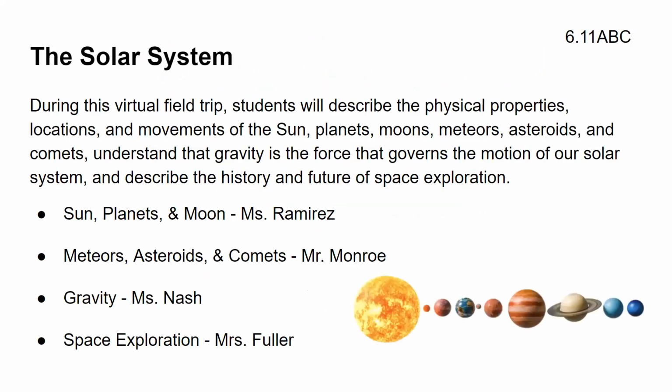This morning, we're going to do a program called the Solar System. During this virtual field trip, students will describe the physical properties, locations, and movements of the sun, planets, moon, meteors, asteroids, and comets. Understand that gravity is the force that governs the motion of our solar system and describe the history and future of space exploration. Ms. Ramirez will do a program called Sun, Planets, and Moon. Mr. Monroe will tell you about meteors, asteroids, and comets. Ms. Nash will get down about gravity, and space exploration will be performed by Ms. Janet Fuller.